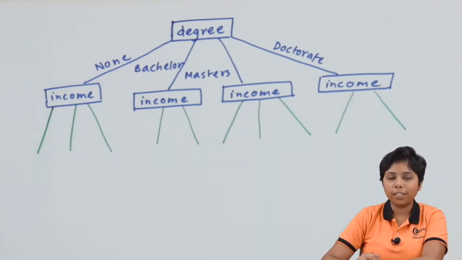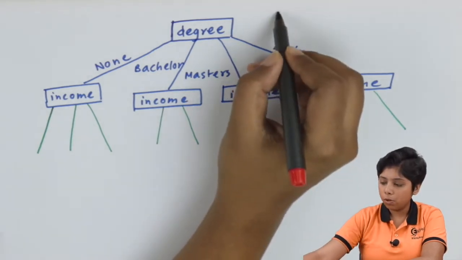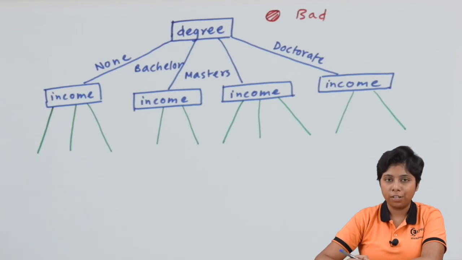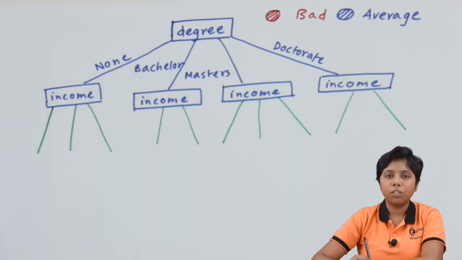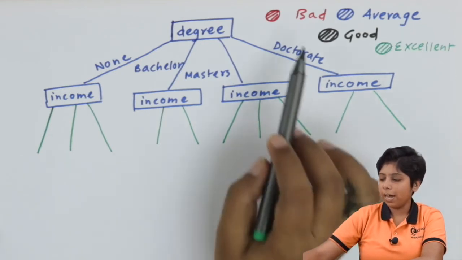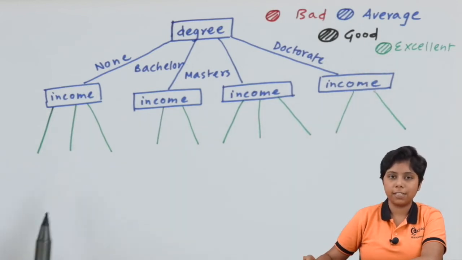Say the income ranges in three categories for the no degree holders. Say there are four categories of data. The first one, red, is for bad. The next, blue, is for average. The black is for good. And finally the green is for excellent. Associated with each leaf node, we can have only these four results.